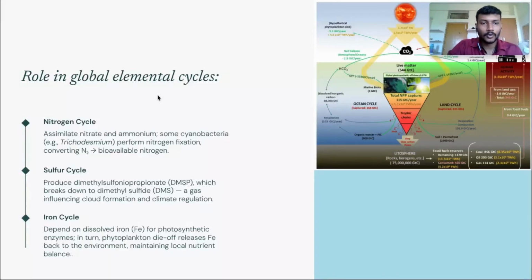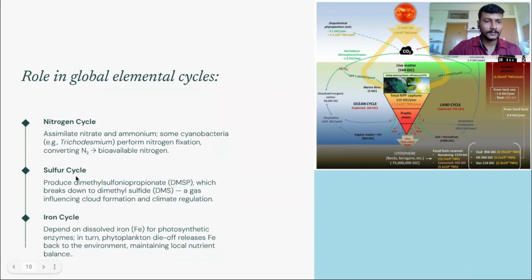Next, we have the role in global elemental cycles. Now, these organisms not only participate in carbon cycles and maintain the carbon levels, but they have roles in other biogeochemical cycles as well. Firstly, we have nitrogen cycles. We have seen that the phytoplanktonic group consists of cyanobacteria, and they are one of the known nitrogen fixers. What they do is consume the atmospheric form of nitrogen and convert it into a bioavailable form, which can then be consumed by the subsequent life forms present in the lower strata of the marine habitat.